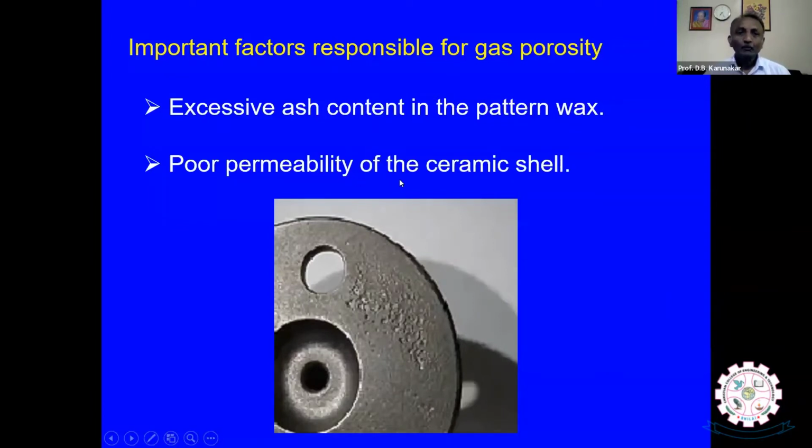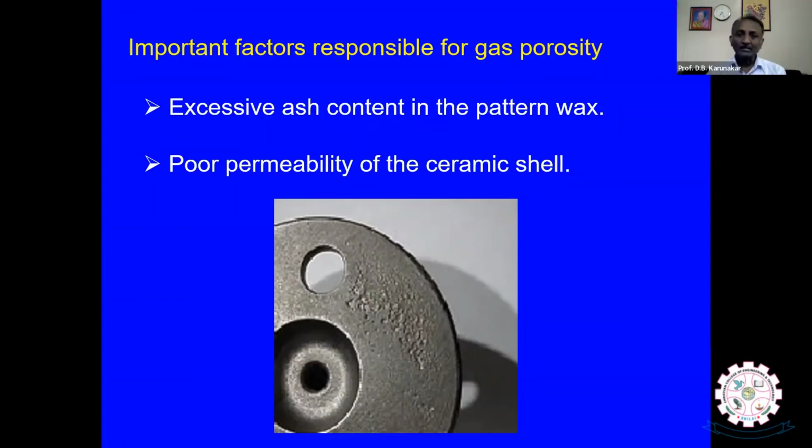Next one, poor permeability of the ceramic shell. The materials that you have used may be extremely fine. Then what will happen? The narrow passages have disappeared after drying out. Then hot gases cannot escape through the ceramic shell. In such a case also, gas porosity will be forming. So these two are the main factors responsible for gas porosity.